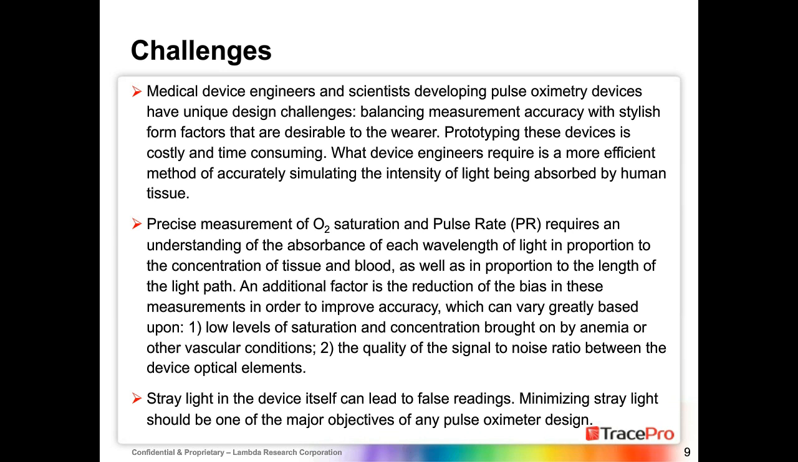The quality of the signal-to-noise ratio between the device and the optical elements is also a problem, depending on the distance that light has to travel through tissue and any other obstructions or external light that could come into play. So our biggest challenge is to probably get rid of stray light in the device itself, which leads to false readings. Minimizing stray light in the device should be one of the major objectives of any pulse oximeter design. And we're going to take a look at that as we get farther into this webinar.